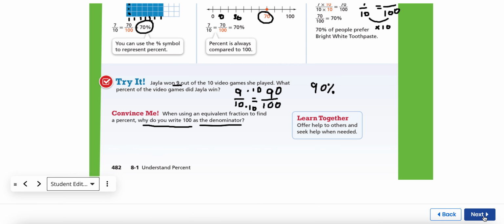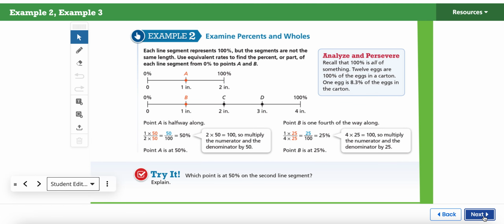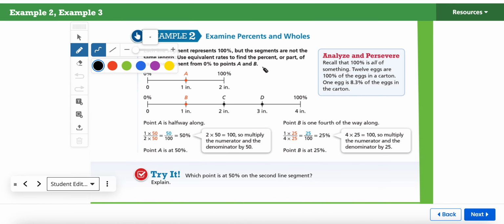And now we're going to move on to the next page, 483. Okay, so we are now in example 2, and remember we have to learn how to use these number lines. So in example 2, it says each line segment represents 100%. Okay, so you have two segments here and they both represent 100%. But the segments are not the same length. Use equivalent rates to find the percent or part of each line segment from 0 to point A and B.